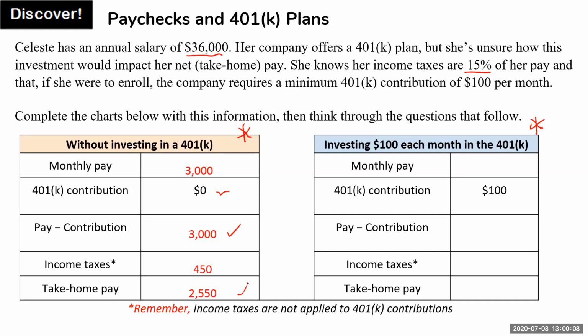Now let's look at the flip side. If she decides to enroll in the 401k plan and makes a contribution of, what, $100 every month, her pay still remains at 3,000. So we do pay minus contribution. Now she has what? 2,900. Now we apply 15% income tax on 2,900, and that is how much goes into income taxes. Now her take home, right? How much does Celeste take home? Now Celeste takes home 2,465. Is that okay? Now let's do some analysis on these scenarios.